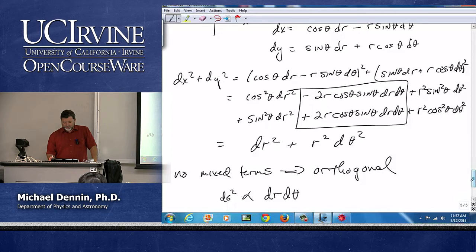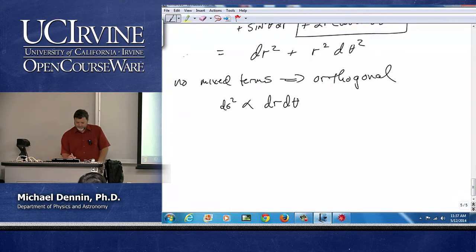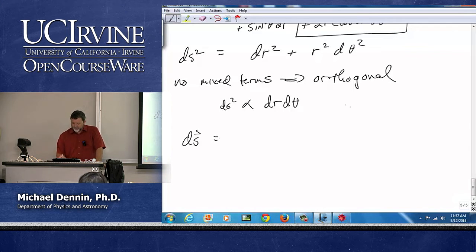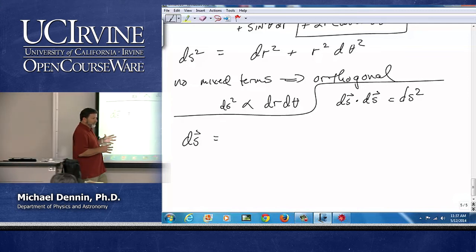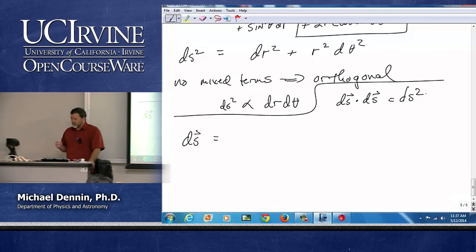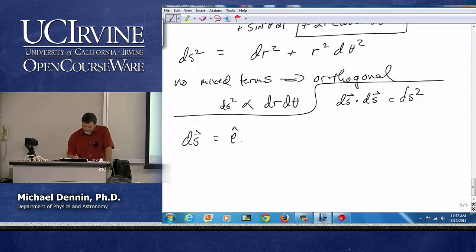Now, the notation for this is to think about the vector itself, ds, where ds dot ds by definition is ds squared. And this is where life gets a little bit tricky. We need to keep track of our unit vectors in each direction.